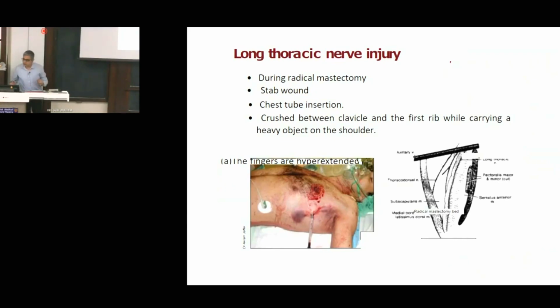Sometimes heavy waiters may get crushed between the clavicle and the first rib, carrying heavy objects on the shoulder. Or radical mastectomy, where you operate on the breast, can lead to it. So what is the deformity? Normally there is no obvious deformity, but what is the disability? What function will it not perform if the serratus anterior is gone? The long thoracic nerve supplies the serratus anterior.